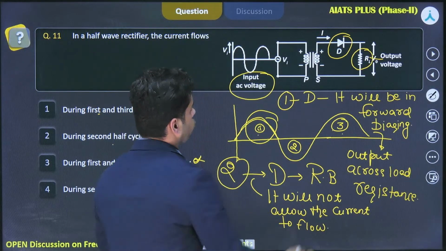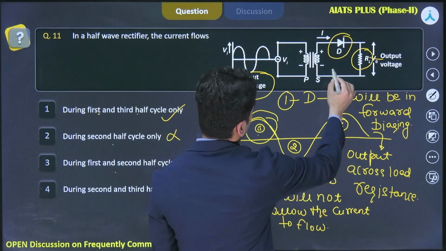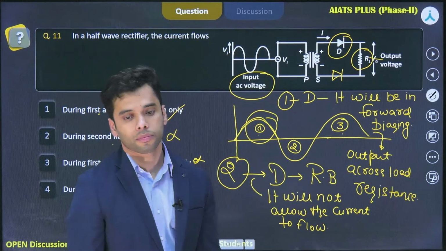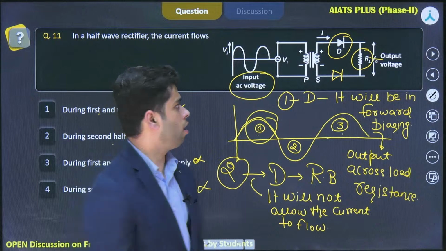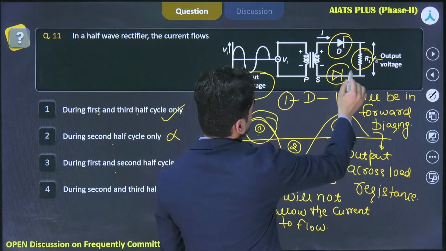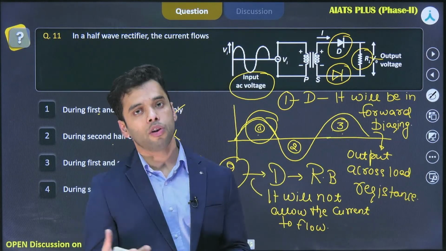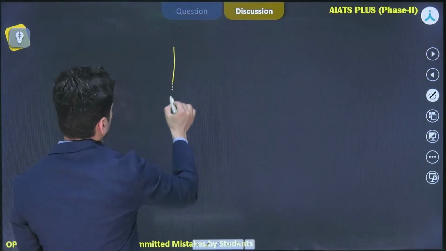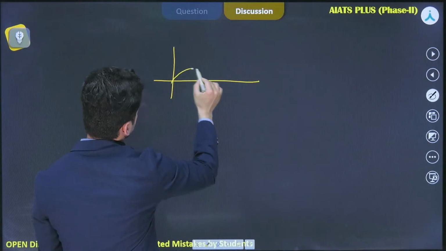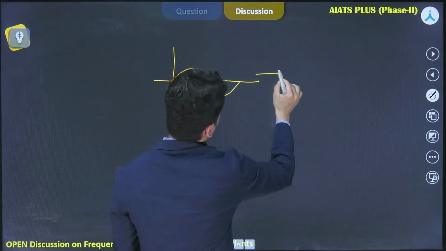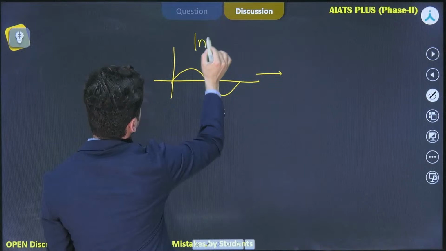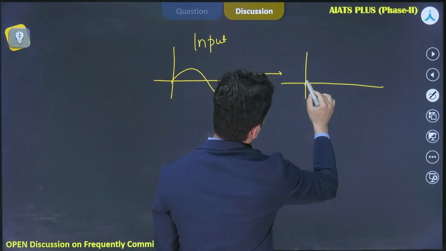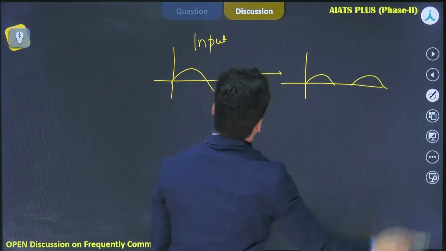Now suppose we ask what the answer would be if one more diode were placed like this. If I add one more diode like this, then this will become a full wave rectifier, right? So let me draw the output for you. If this is the input voltage for the half wave rectifier, for the half wave rectifier you will get the output something like this, right?